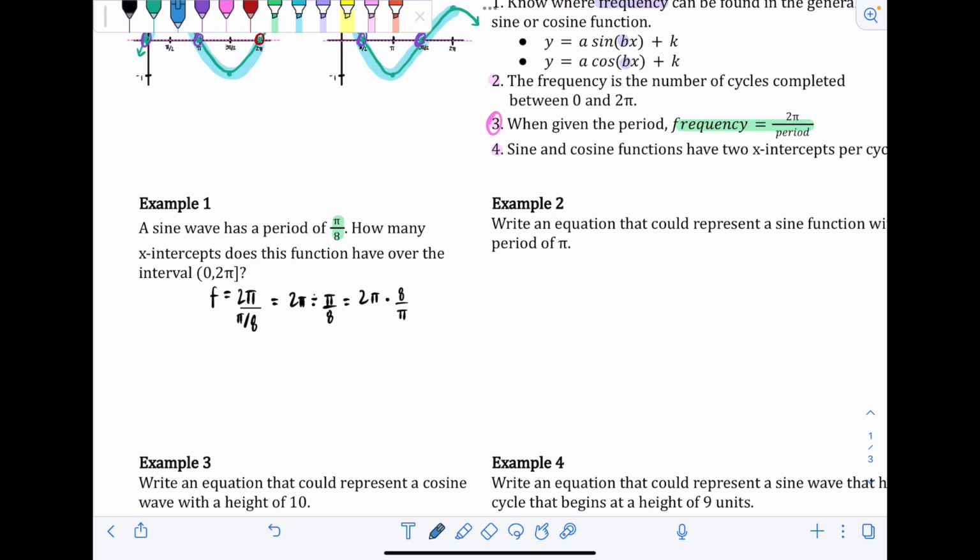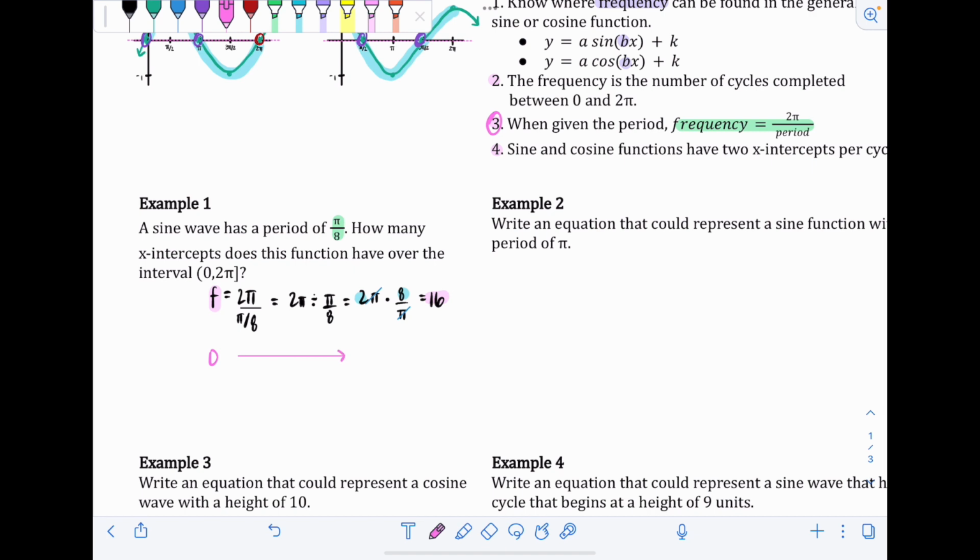And then from there we can cross cancel the pi's because 1 is in the numerator and 1 is in the denominator. And we're just left with 2 times 8. So 2 times 8 is 16. So our frequency is 16. So what that means is we get our frequency is 16. So that means over the interval 0 to 2 pi.